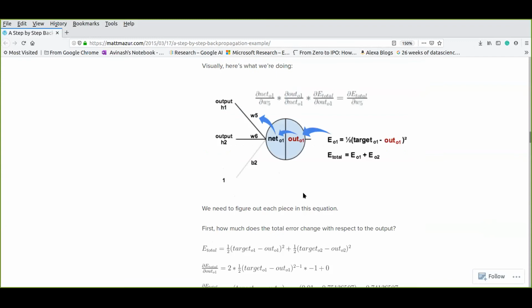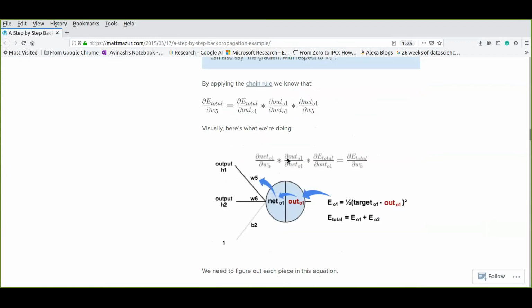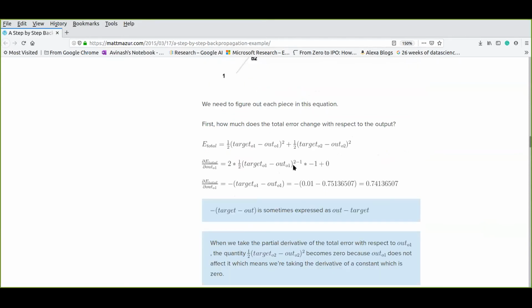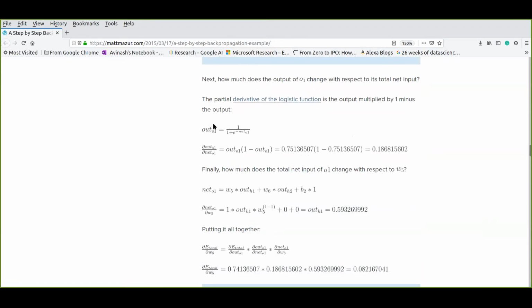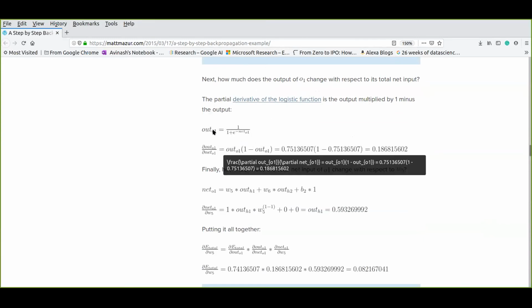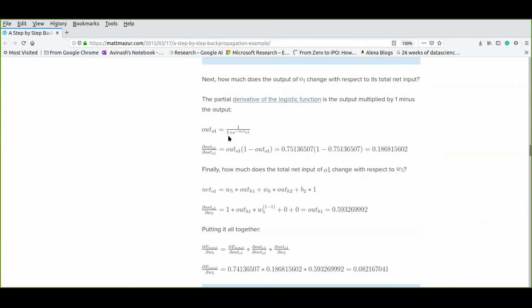Now what we want is the partial derivative of output O1 with respect to net O1. To calculate that, we know that output O1 is nothing but a sigmoid function. And the partial derivative of the logistic sigmoid function is nothing but output O1 multiplied by 1 minus output O1. So we are just substituting the values here, as this is already calculated in the previous steps. And we now also have this term here.